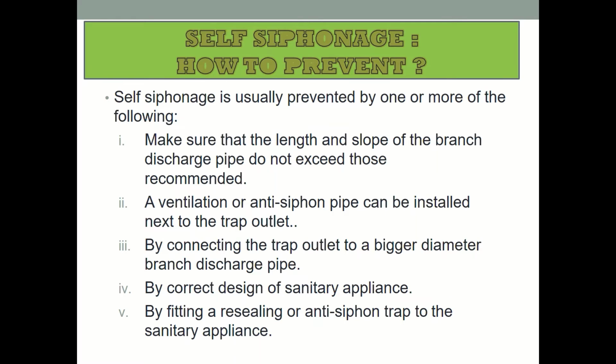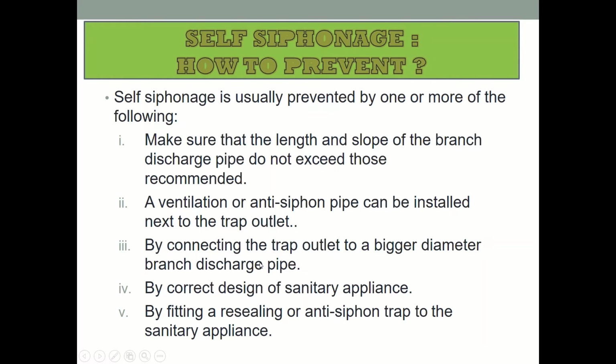So next, self-siphonage and how to prevent. Self-siphonage is usually prevented by one or more of the following. First, make sure that the length and slope of the branch discharge pipe do not exceed those recommended. Second, a ventilation or anti-siphon pipe can be installed next to the trap outlet.